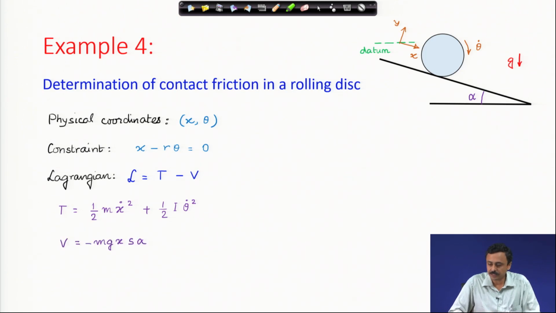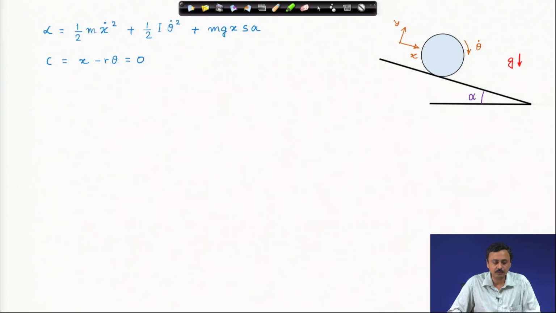Potential energy is as usual, it only involves x, and the datum is shown in the figure. From there we have written the potential energy expression, and the Lagrangian is shown here, kinetic energy minus the potential energy. Therefore, we have this Lagrangian and the rolling constraint.